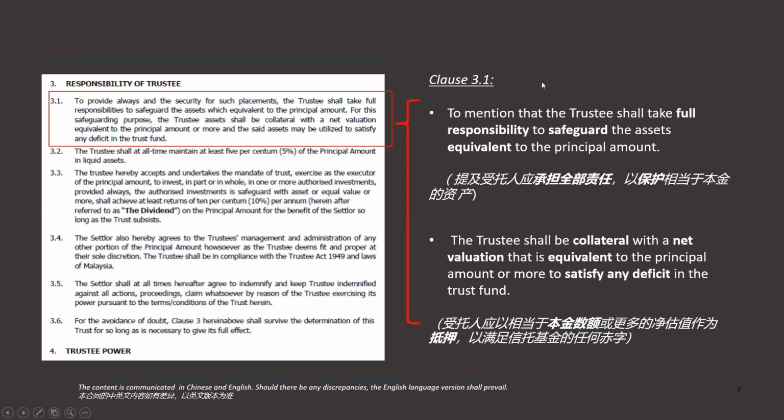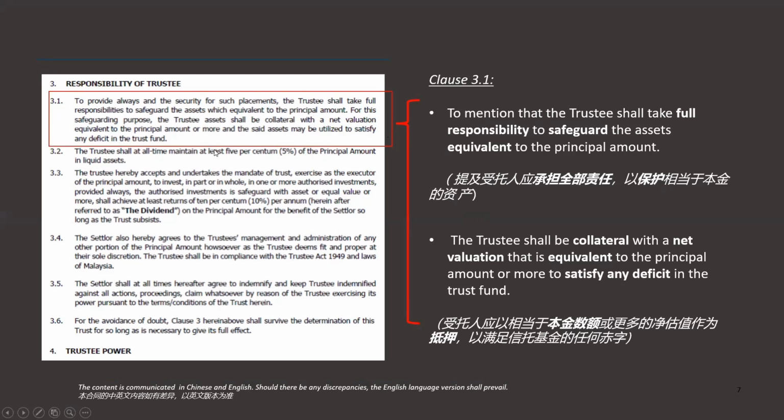So the responsibility of the trustee. So they will always provide security for such placement. Trustee will take full responsibility to safeguard the assets, which is equivalent to the principal amount. So whichever funds that you put in, right, it's safeguarded by the assets equivalent to the principal amount that you put in. For this safeguarding purpose, the trustee assets shall be collateralized with a net valuation equivalent to the principal amount or more, and the said assets may be utilized to satisfy any deficit in the trust fund.